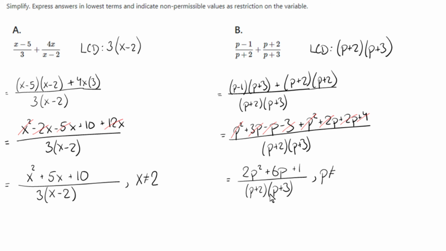So p cannot equal negative 2, because if p equals negative 2, this binomial will equal 0. Negative 2 plus 2 is 0, and the whole denominator would equal 0. p can also not equal negative 3, because if it does that, then this binomial will equal 0. 0 times 0 is 0.